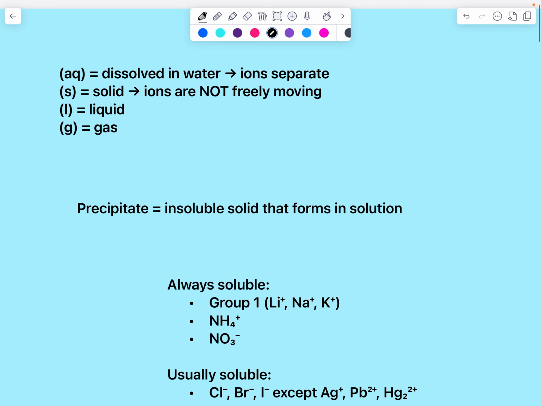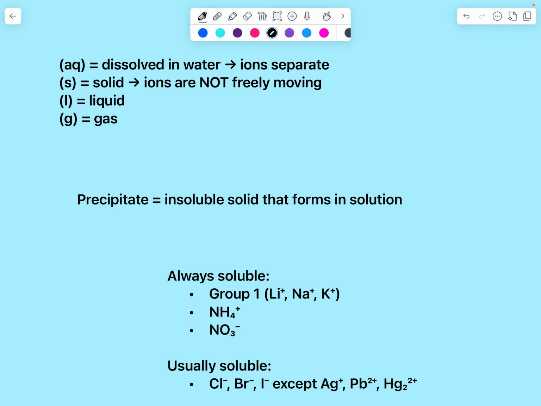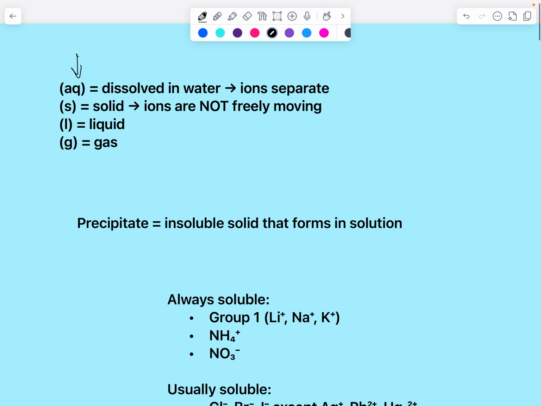So, what does aqueous really mean? When something is labeled AQ, as you guys see right here, that means it is dissolved in water. In Gen Chem 1, when an ionic compound is dissolved, it separates into ions. So aqueous solutions are basically a mixture of ions moving around. So AQ equals dissolved in water, so the ions separate. S is a solid, the ions are not freely moving. L is a liquid, G is a gas, okay?